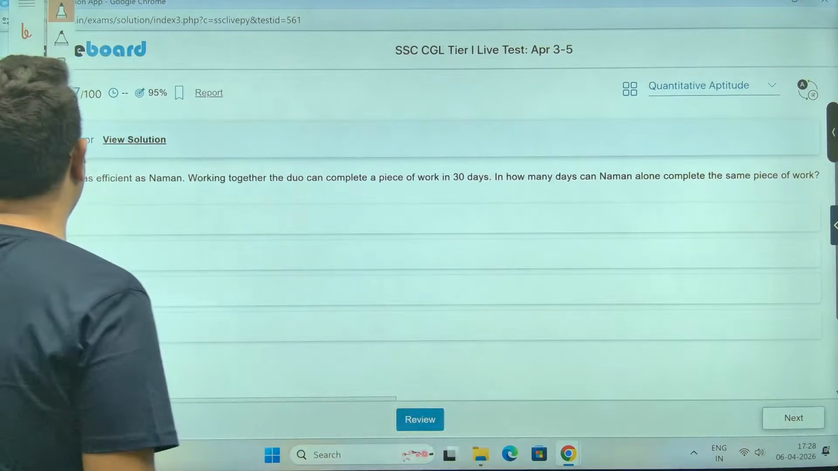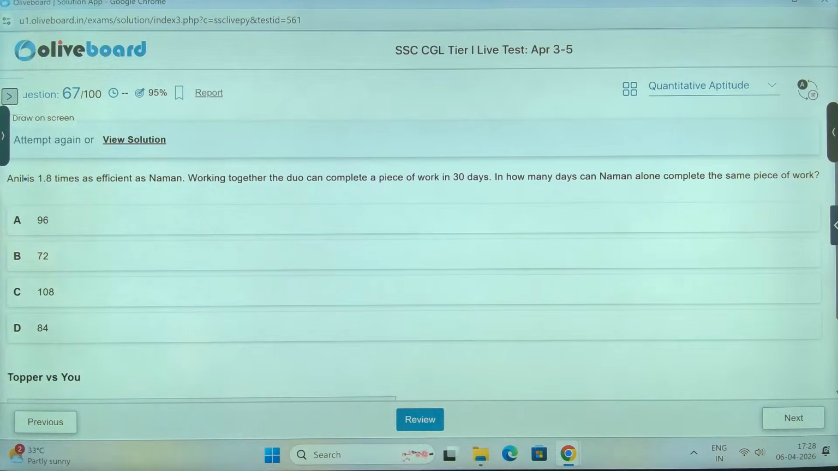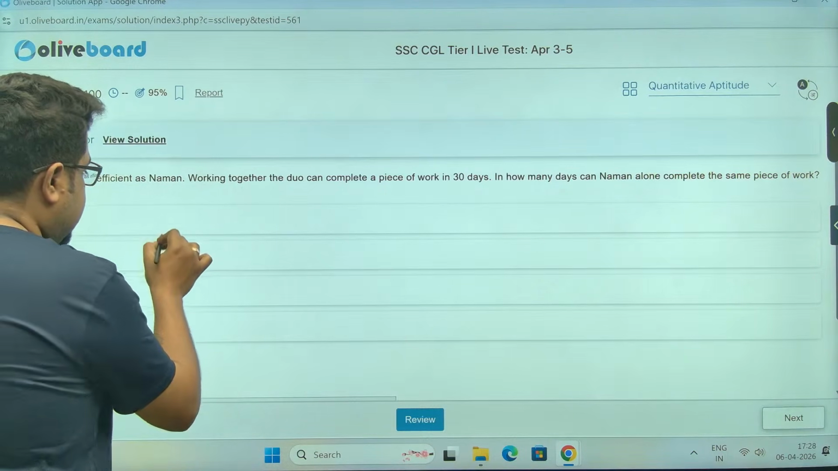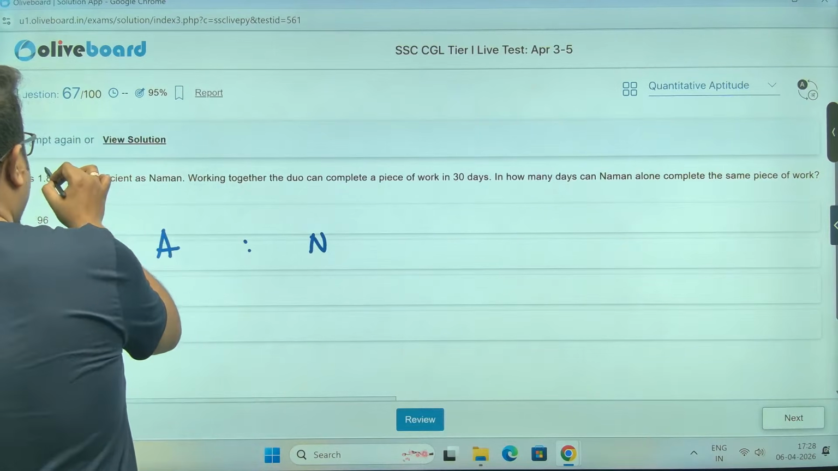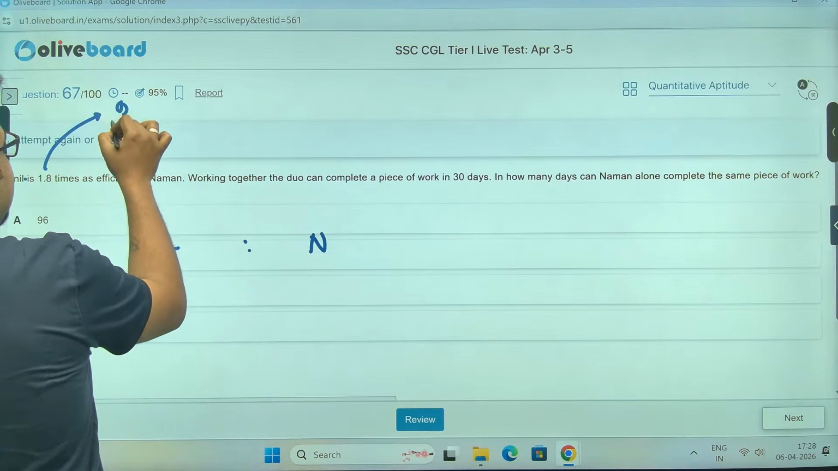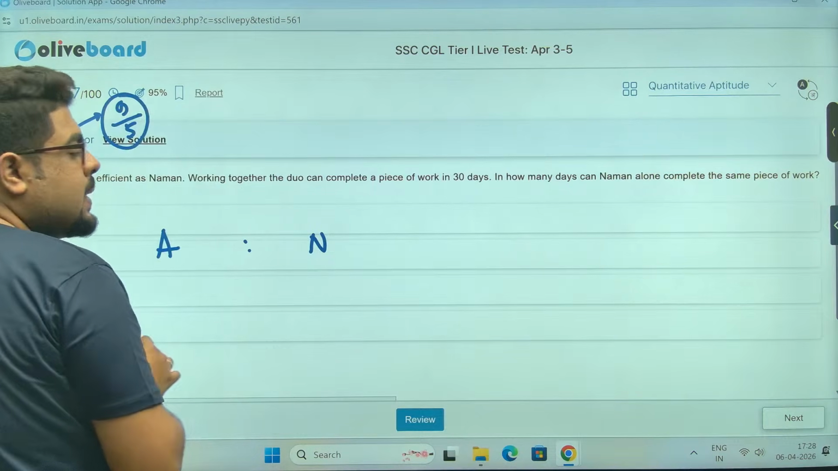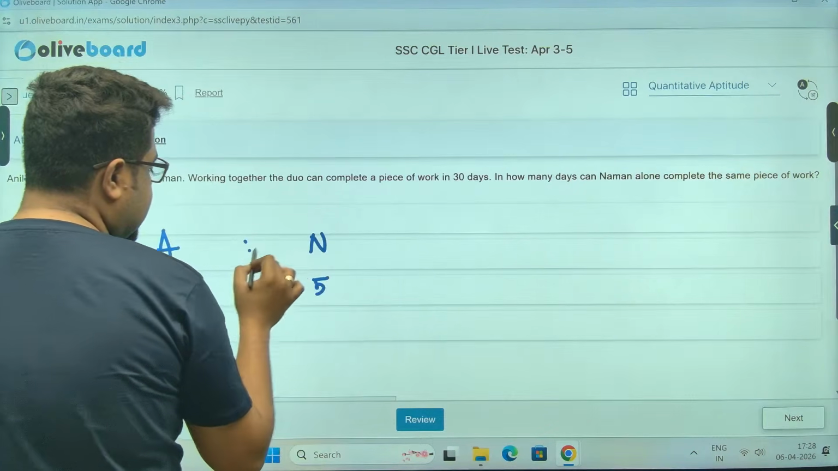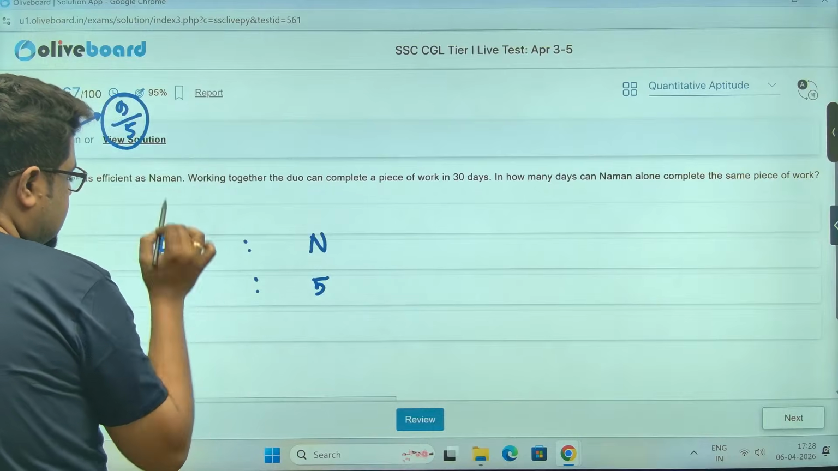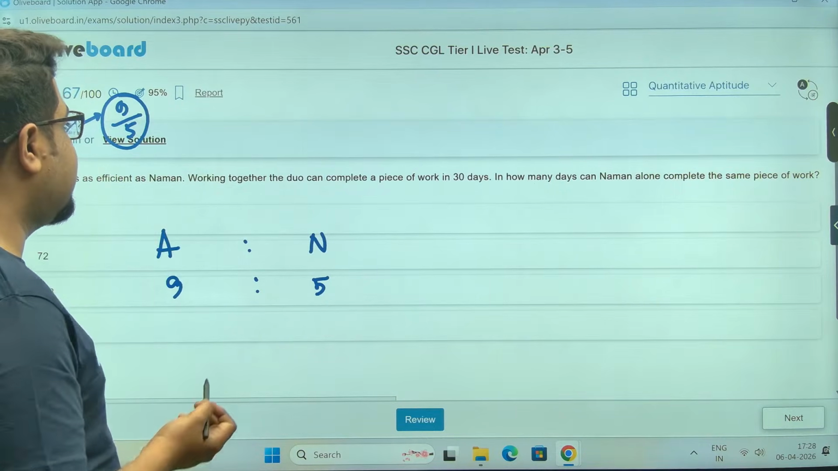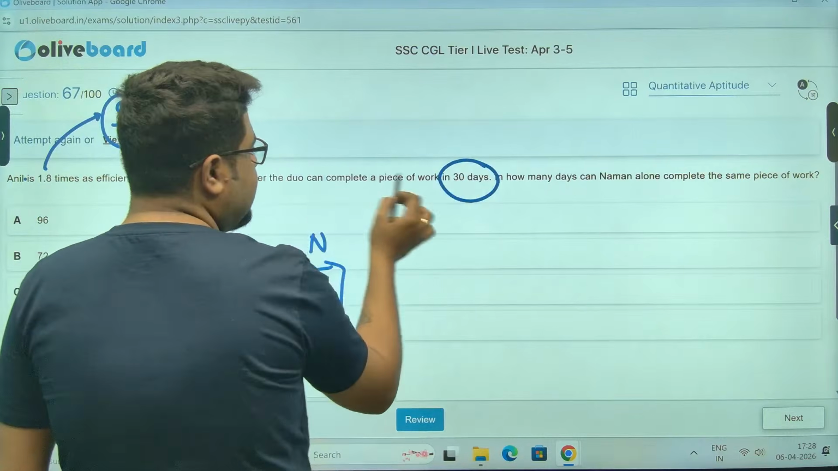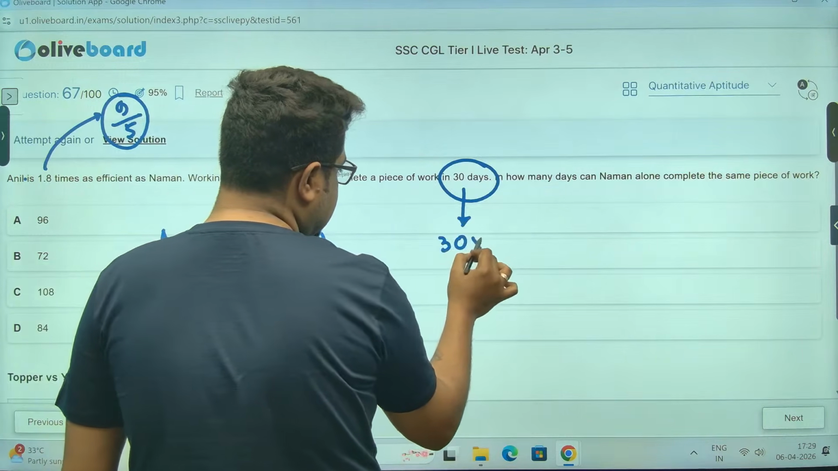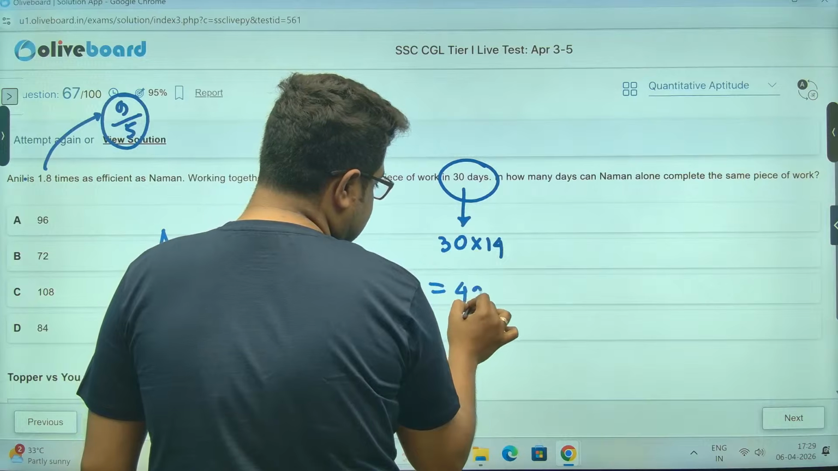Time and work. Anil is 1.8 times as efficient as Naman. Again, a very simple question. 1.8 times, meaning 9 by 5, sir. So meaning, Naman, if he does 5 units, Anil can do 9 units. Again, total they can do 14 units every day. 30 days they can complete. So total work will be 30 into 14, which is 420 units.